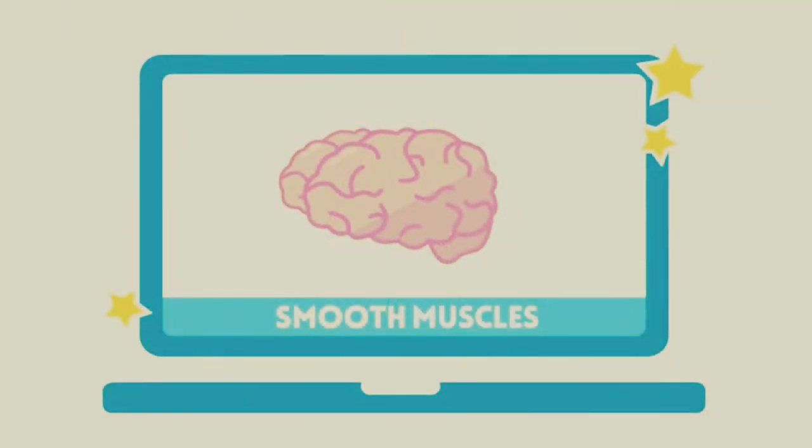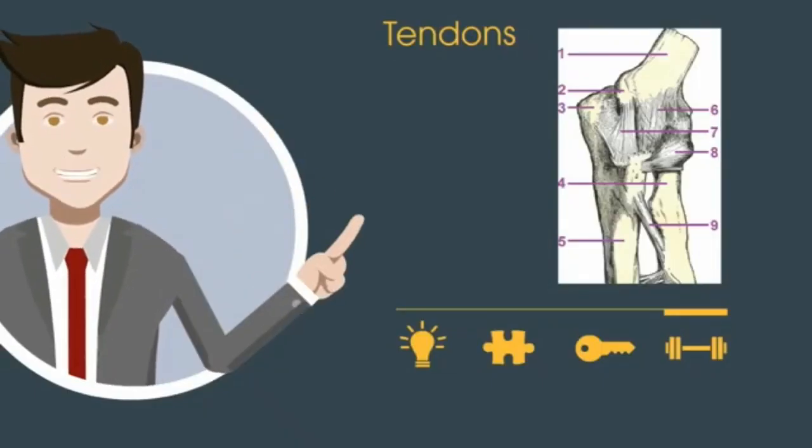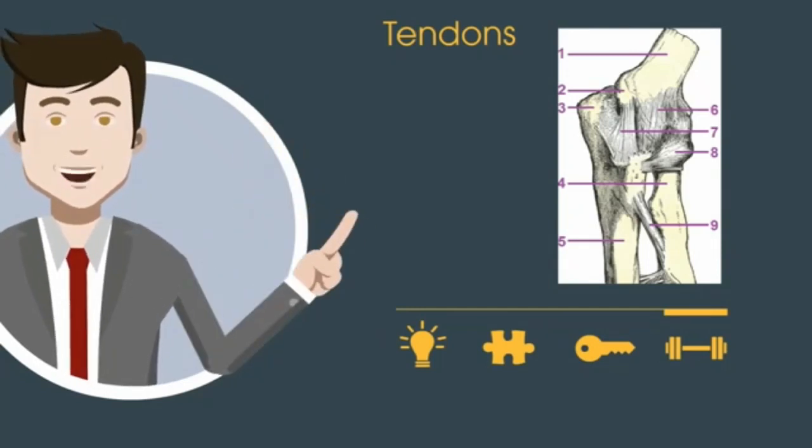Smooth muscles are involuntary muscles, which means you do not have to think about them in order for them to work and help move food, waste, and blood throughout our body. Skeletal muscles are voluntary muscles that work with bones in order to help us move around. Skeletal muscles are attached to the bones by tough connective tissue called tendons.